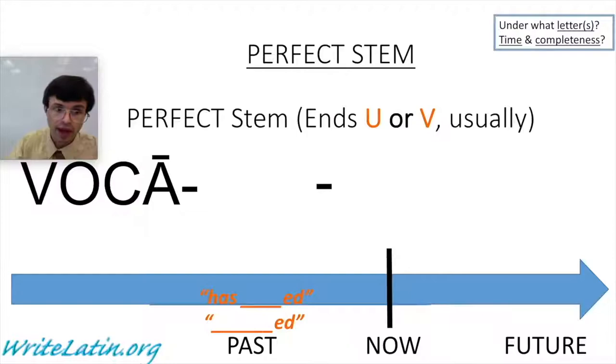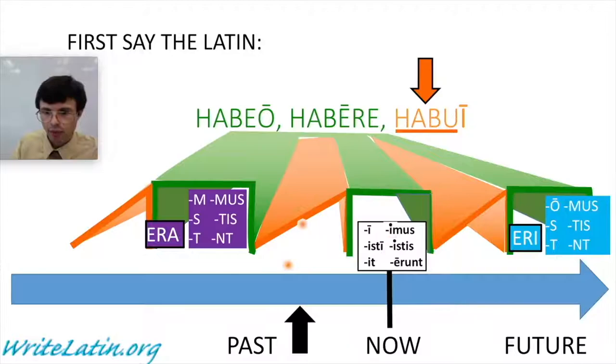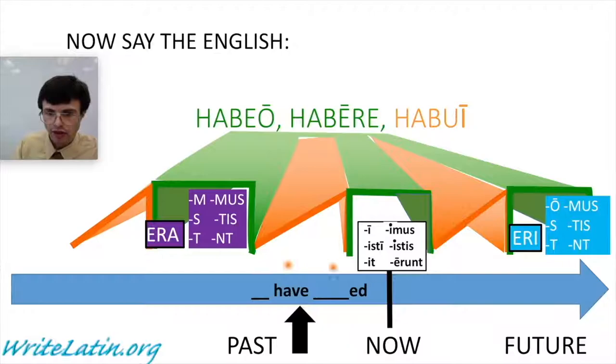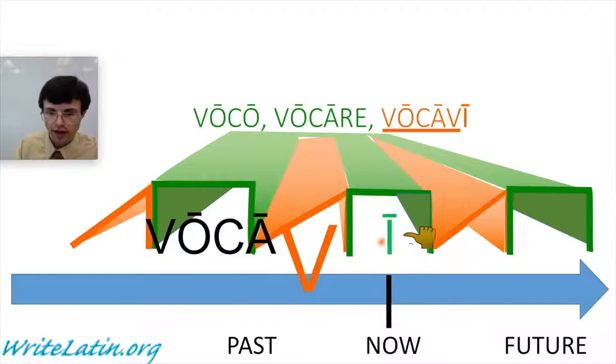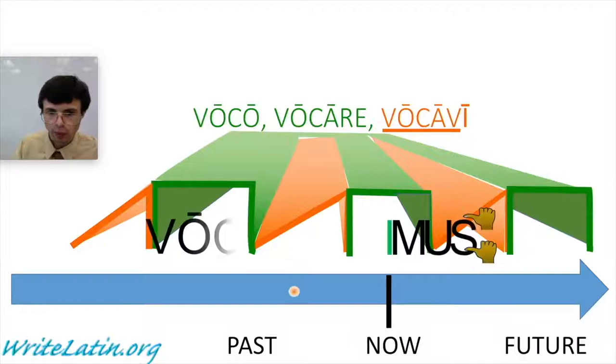All right, so first say the Latin. Habui, habuisti, habuit, habuimus, habuistis, habuerunt. Now say the English. I have had, you have had, she has had, we have had, y'all have had, they have had. Wokawi, wokawisti, wokawit, wokawimus, wokawistis, wokaweirunt.